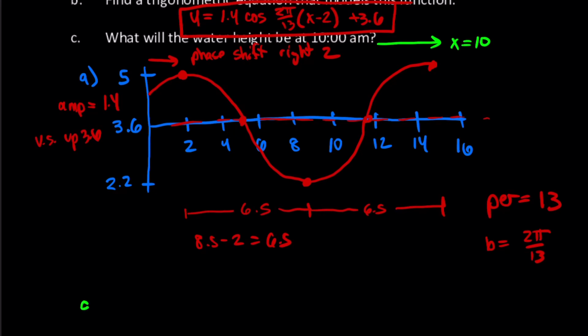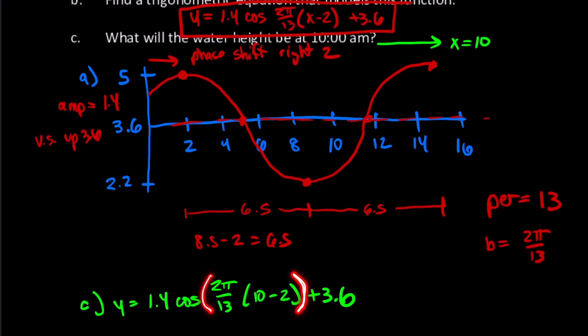So there's C. It's going to be y equals 1.4 cosine 2 pi over 13. Now, I know you know 10 minus 2 is 8, but I'm just going to plug it in to show you where I'm plugging it in. There's two things. When you go to plug this in the calculator, you need to put parentheses here. The calculator will automatically insert parentheses after cosine. You have to put your 2 pi over 13 and then another set of parentheses for your 8.